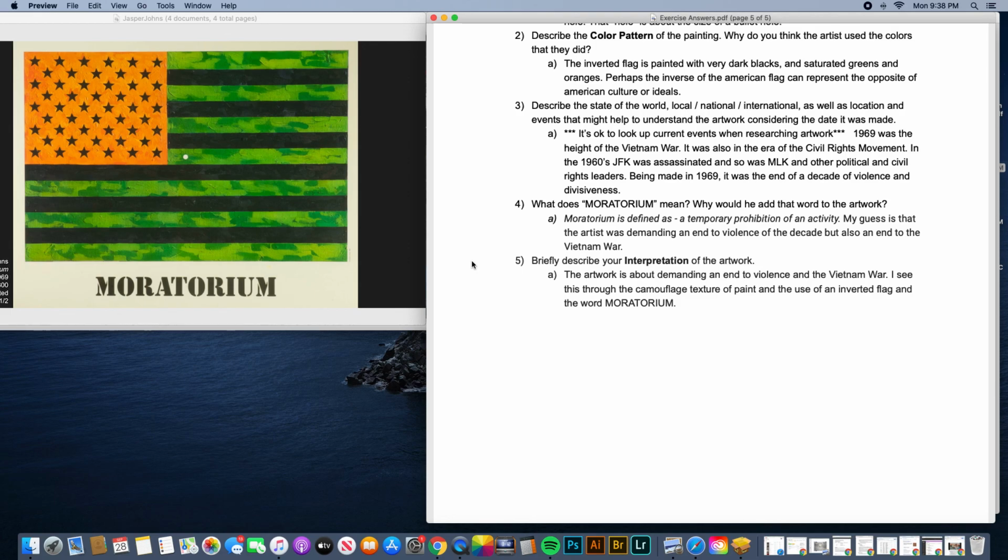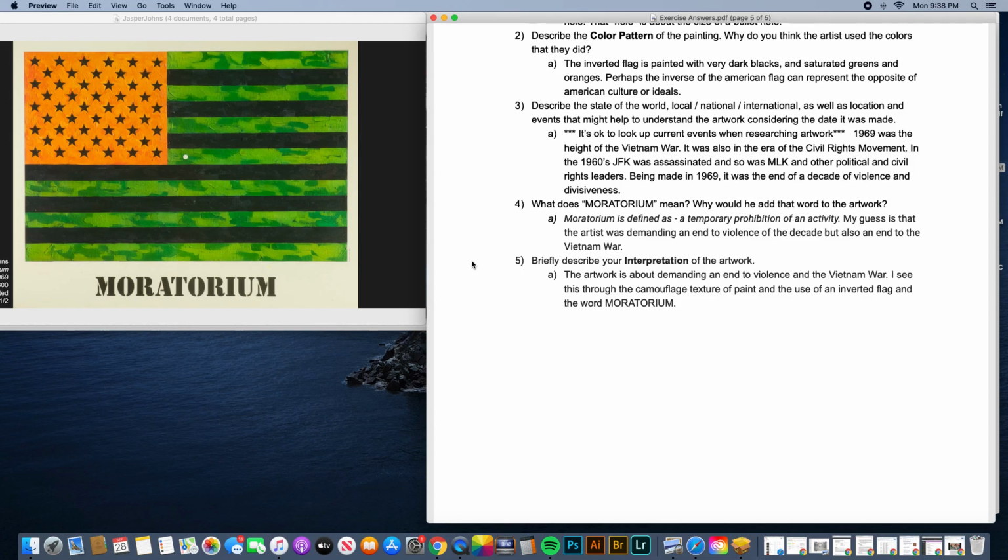You have a dictionary in your pocket when you Google words. So that's exactly what I did. Moratorium is defined as a temporary prohibition of activity. My guess is that the artist was demanding an end to violence of the decade, but also an end to the Vietnam War.